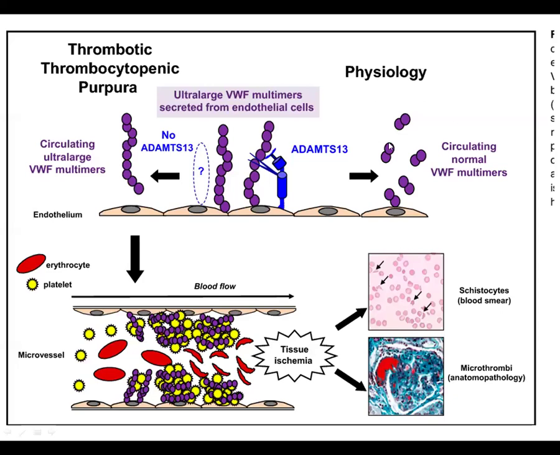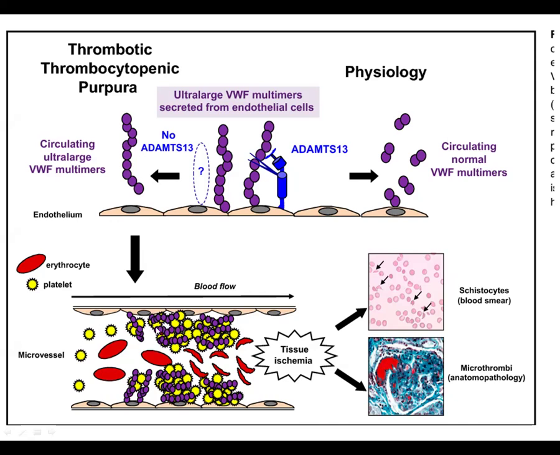Again, this is a similar picture showing the effect of the deficiency of this enzyme. Here you can see the circulating ultra large von Willebrand factor multimers, and there is no enzyme. If this enzyme is not present, more and more platelets get attached to this and lead to this event. If it is present, it will cut down the larger von Willebrand factor multimers and lead to normal circulation. If it is not present, it leads to this thrombotic event.